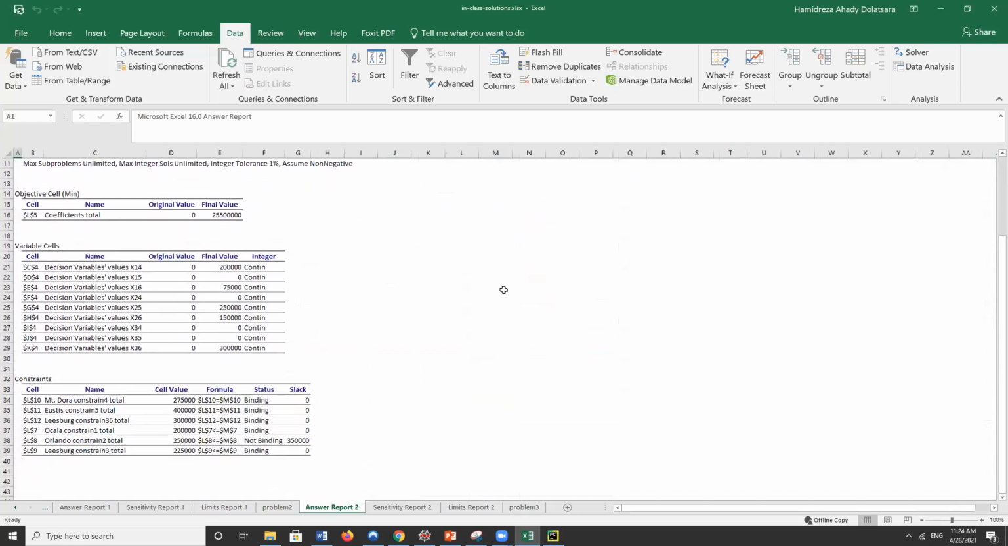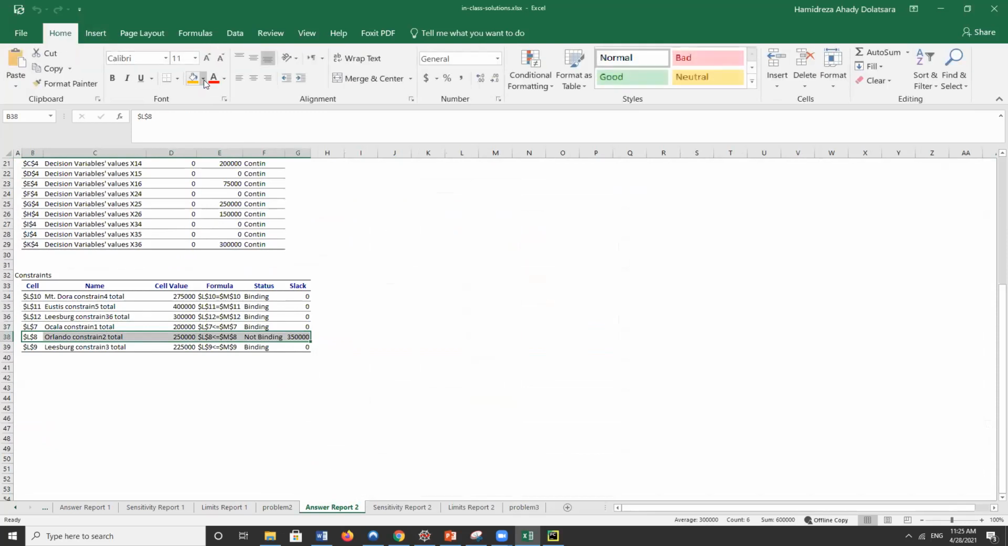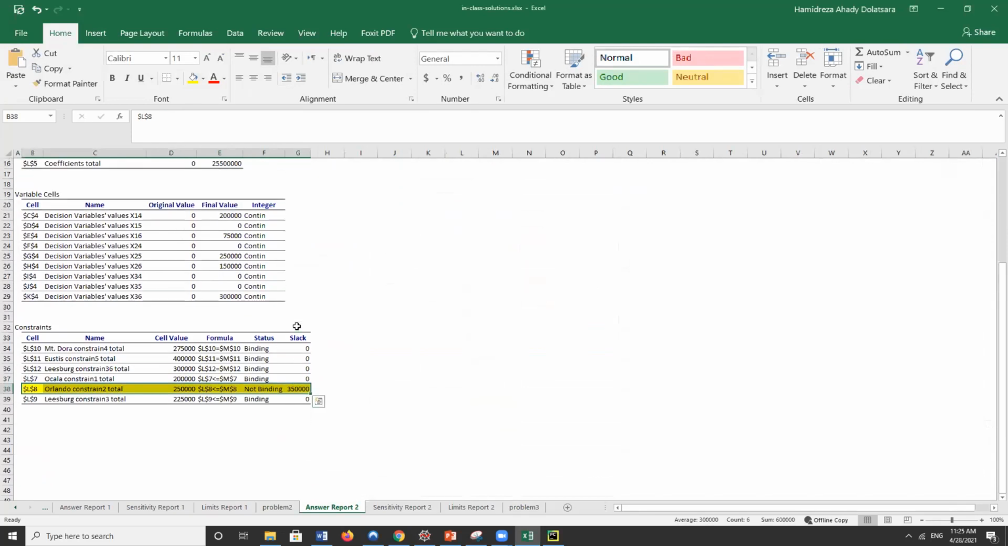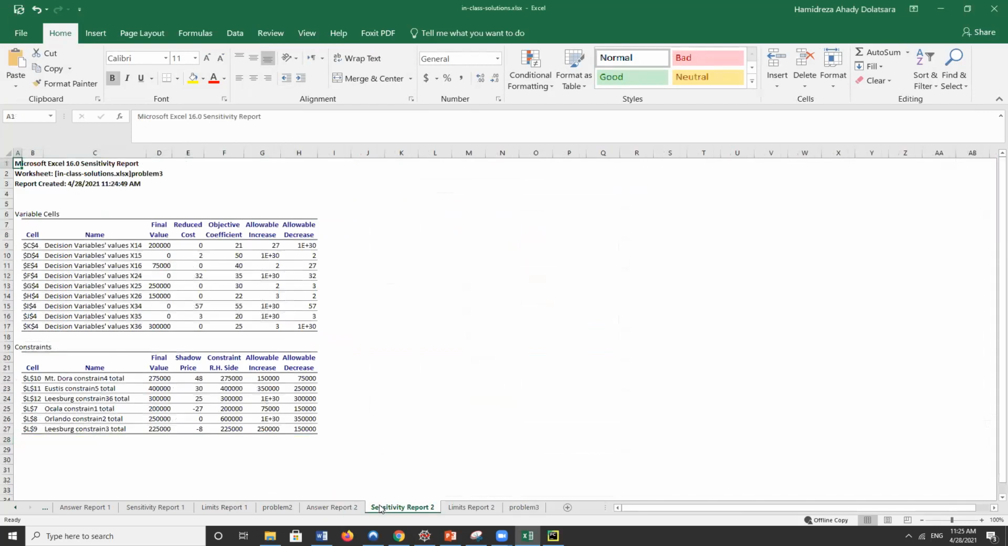Okay, look. As you see, Orlando is not a binding constraint. It doesn't participate in the final solution. And we have so many binding constraints. Let's look at the shadow price.